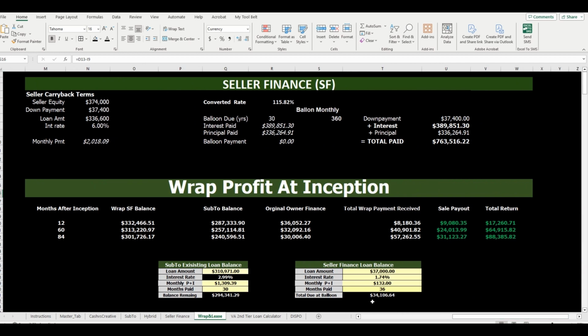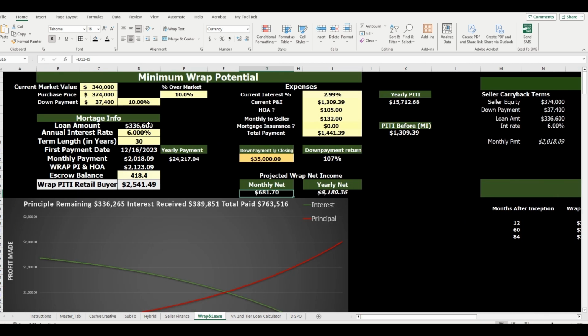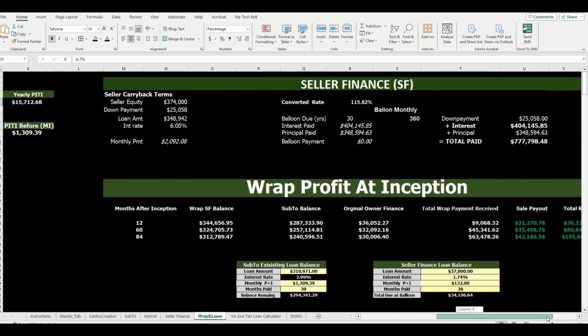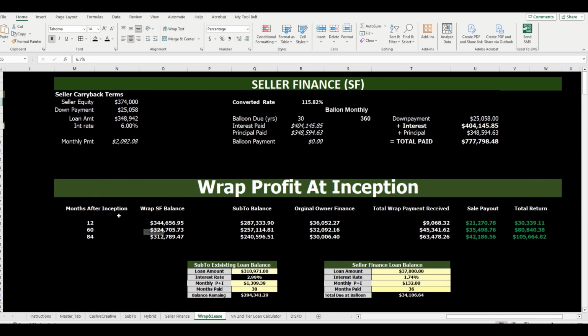So let's go back into here for the wrap profit inception, and let's readjust this to what we originally had. So the 340, no, let's go back one more time. Okay, that is what we had originally. We can now adjust the months after inception to have an idea of what we can expect in terms of profit.